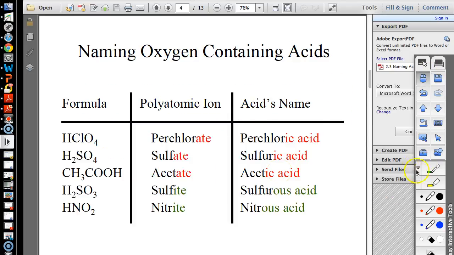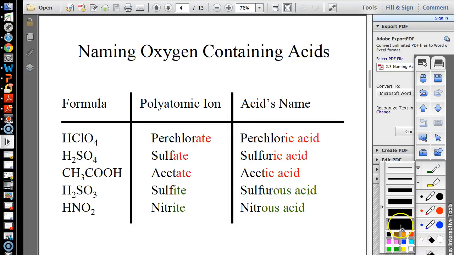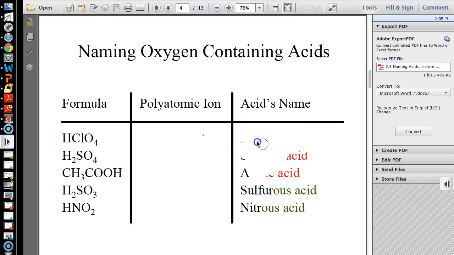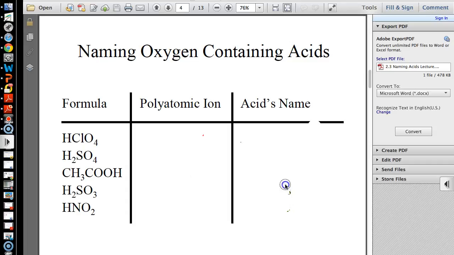Anyway, what I'm going to do with my special pen here is I want you to turn your paper over, and I'm going to white out the answers. I want you guys to take your whiteboards and make a chart, and give me the polyatomic ion and give me the acid's name.